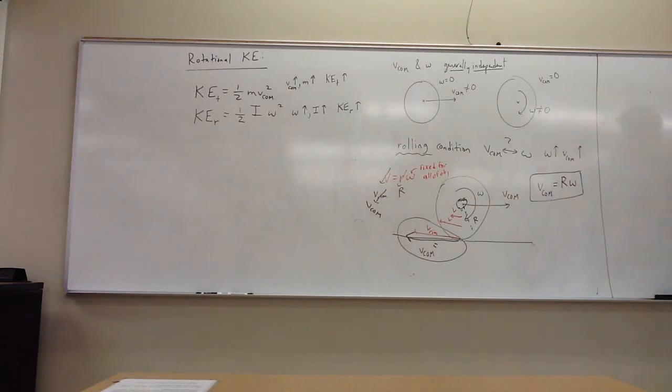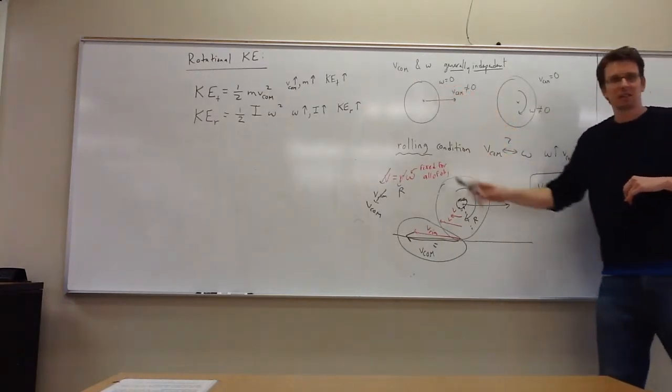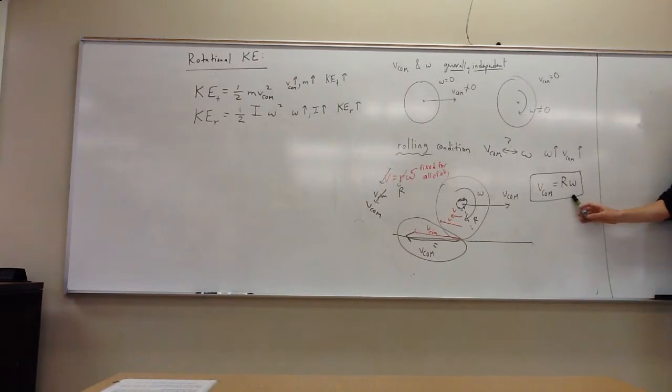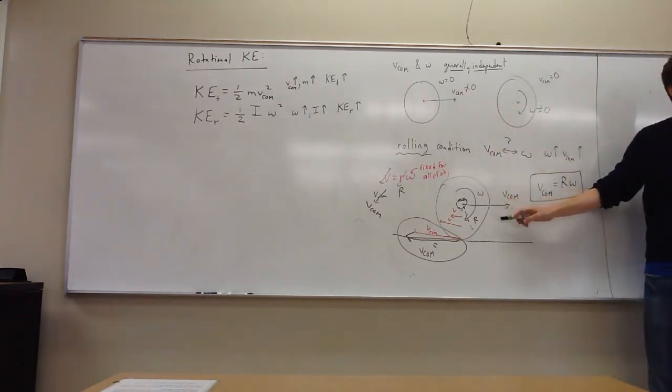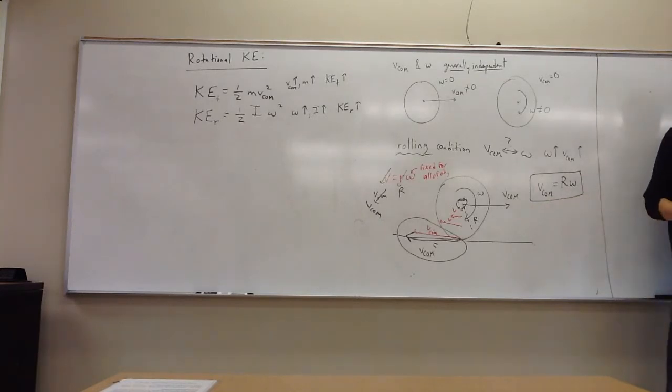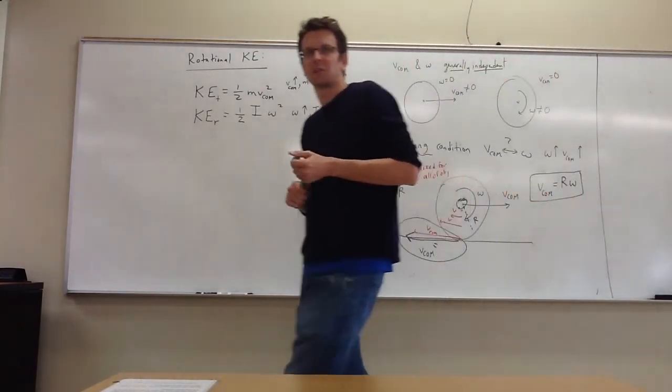If you need further evidence that this is not always true, look at these previous cases. Here V com was 0 and omega wasn't. That doesn't satisfy this. Here V com wasn't 0 but omega is. That doesn't satisfy this. That's okay because these aren't rolling. This is. This has to be obeyed when you're rolling. When you're rolling, there is a relationship between the center of mass speed and the rotation rate, omega, angular speed.